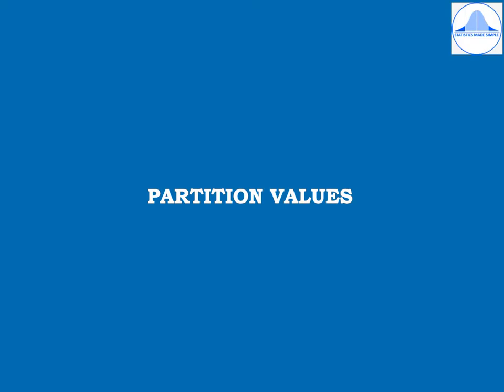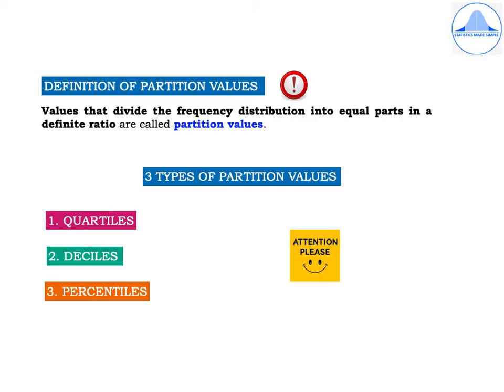In this video, I'll explain the topic partition values. Let us first learn the definition of partition values. Values that divide the frequency distribution into an equal number of parts in a definite ratio are called partition values. There are three types of partition values: the quartiles, deciles, and percentiles.